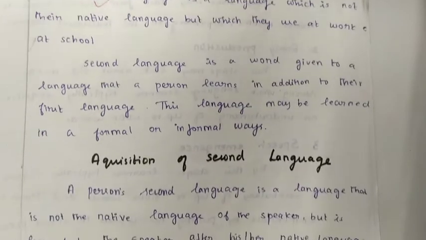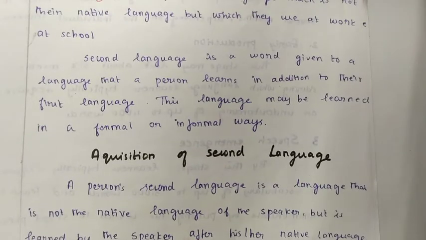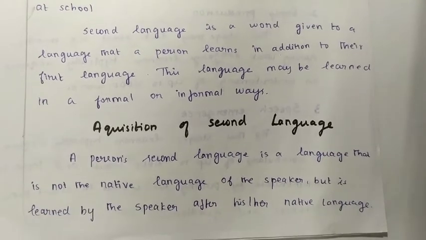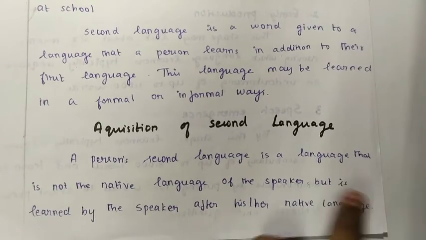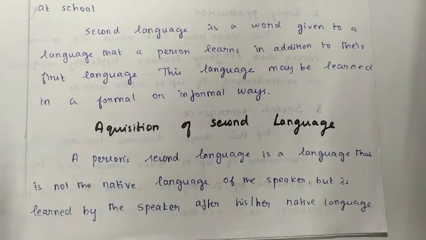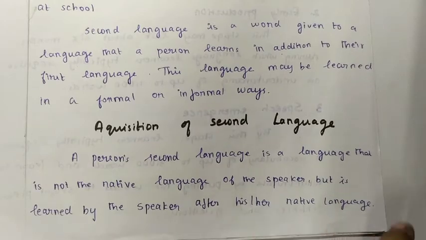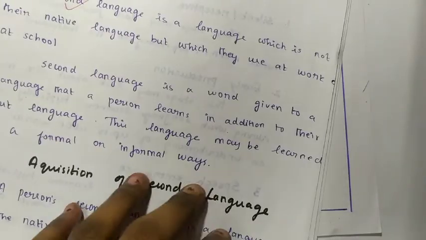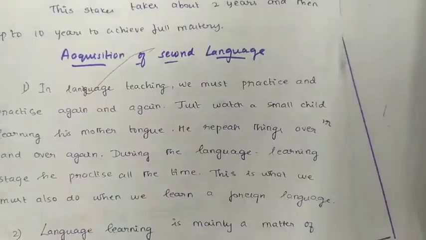Okay, next we are going to see the topic of acquisition of second language. How can we acquire the second language? A person's second language is a language that is not a native language. First of all, we have told it, right? It is not a native language of the speaker, but it is learned by the speaker after his or her native language. After he or she learns the native language, he used to learn the second language.